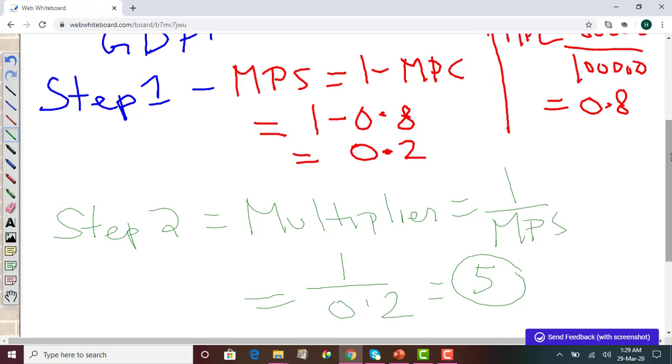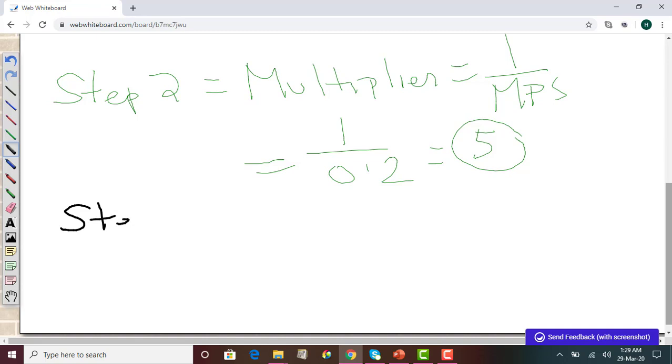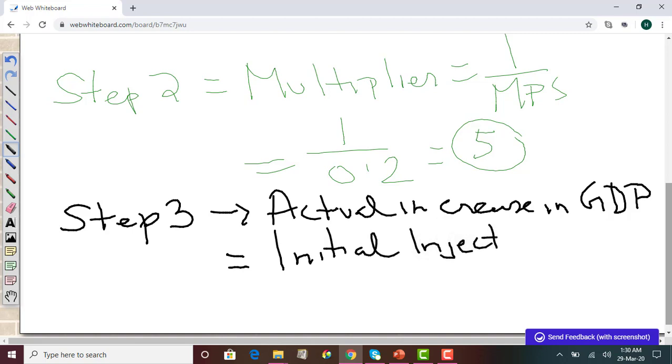Now, the last step is to calculate the actual increase in GDP. Okay, now if you remember, the formula is initial injection times multiplier. So now we already know multiplier is equal to 5, but what is our initial injection? Again, go back to the question.